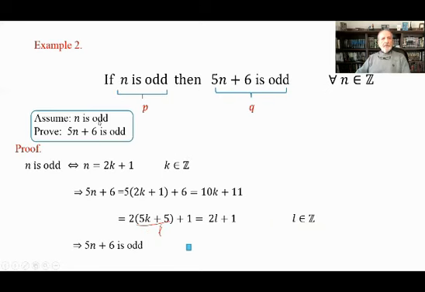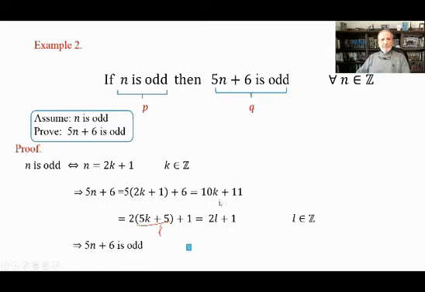Another example, if n is odd, then 5n plus 6 is odd. So now I am given an integer n which is odd, and I want to prove 5n plus 6 is odd. Okay, n is odd means n equals 2k plus 1, k is an integer. So now I take this and substitute here. 5n plus 6 is equal to 5 times (2k plus 1) plus 6.